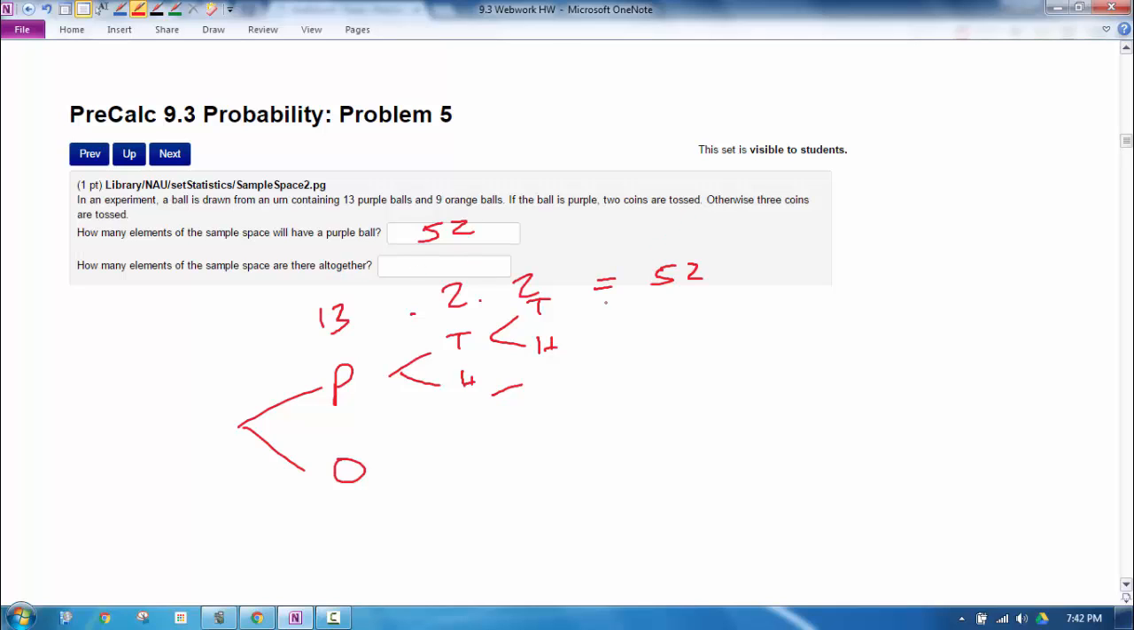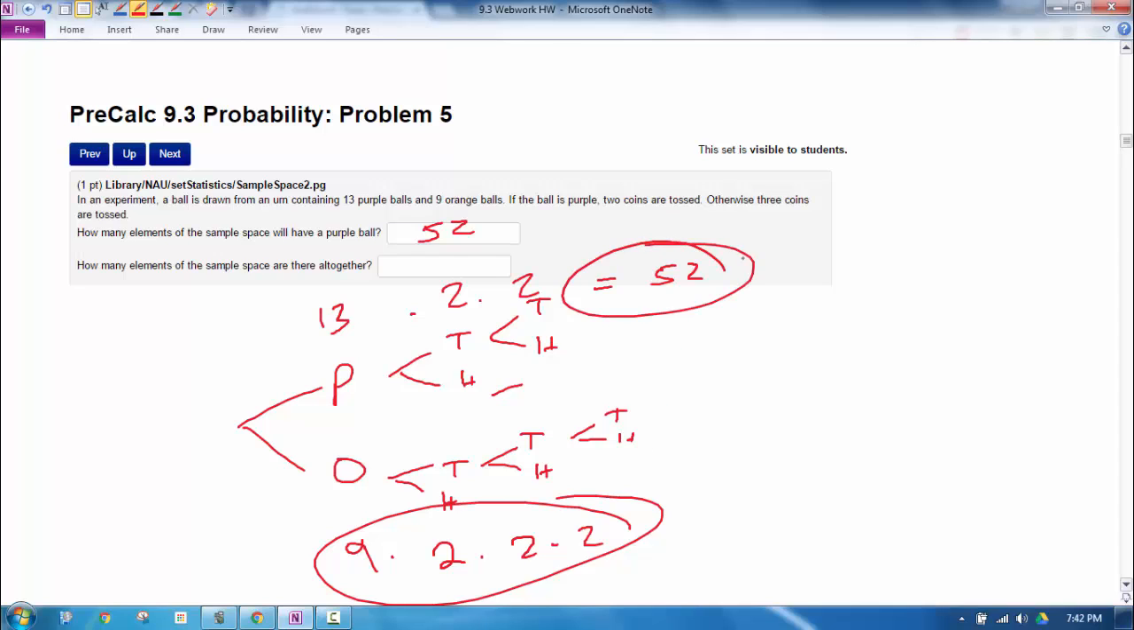And then the sample space altogether would be this 52 plus this orange down here, which is now you've got heads, tails for each one of these. So you'd have to do 9 times 2 times 2 times 2. So you'd have to add this with this, and total that would be 124 for the total elements in the sample space.